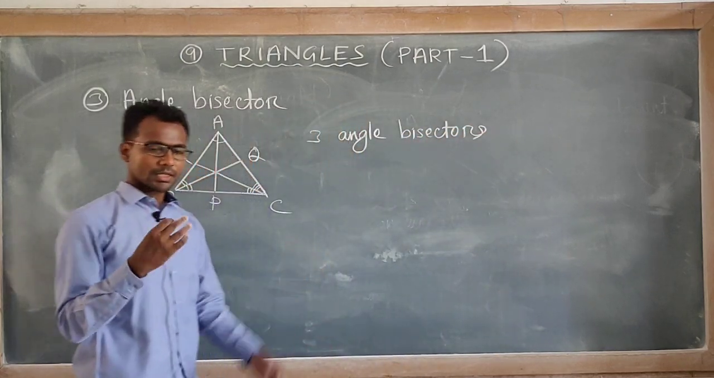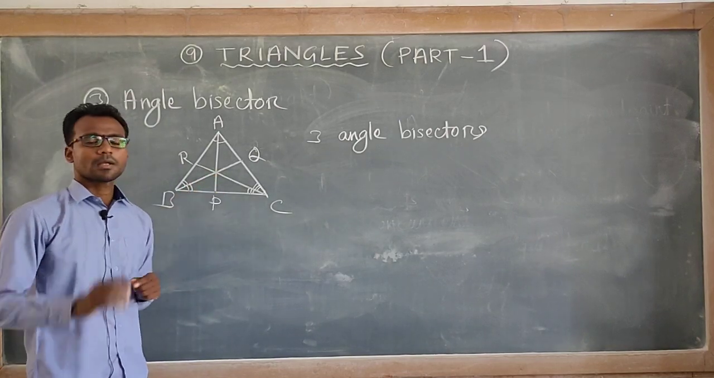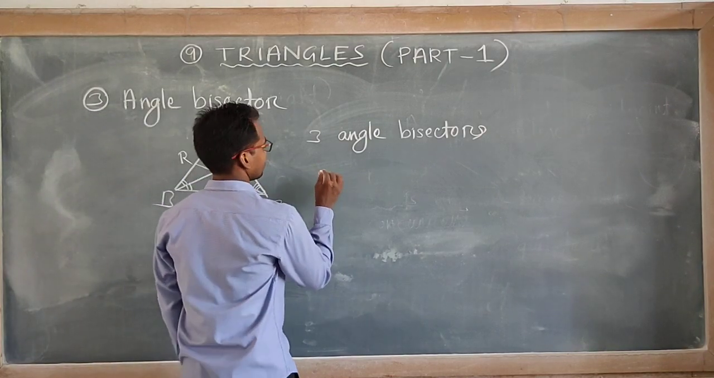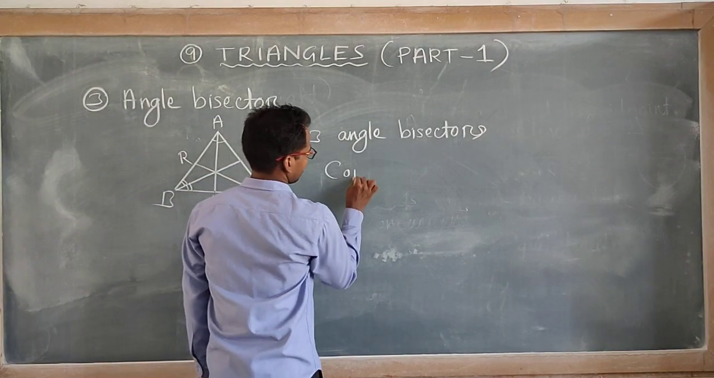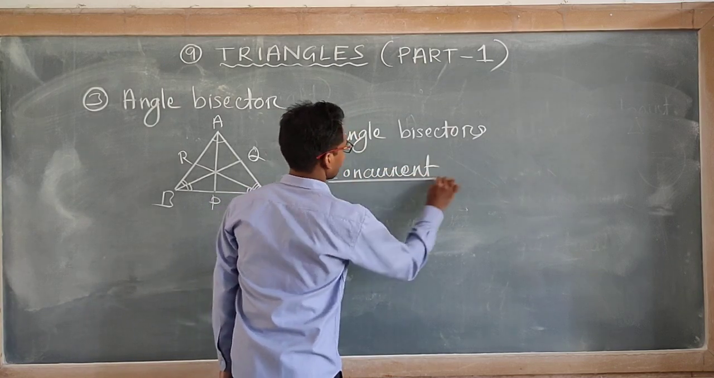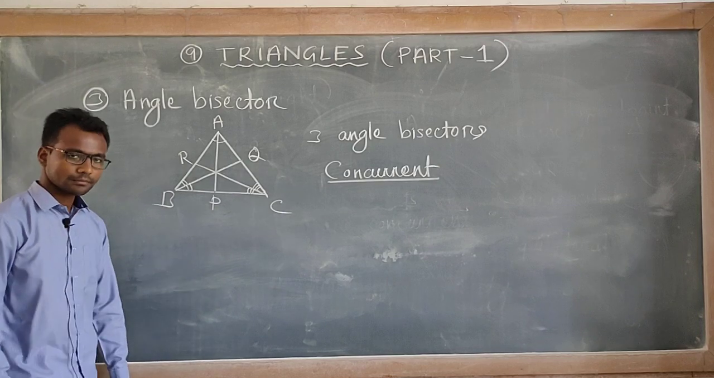There are three angle bisectors, because there are three angles. Again, you can see all the three bisectors are passing through the same point. Means again they are concurrent. That means angle bisectors are also concurrent.